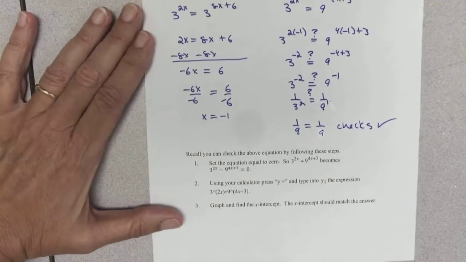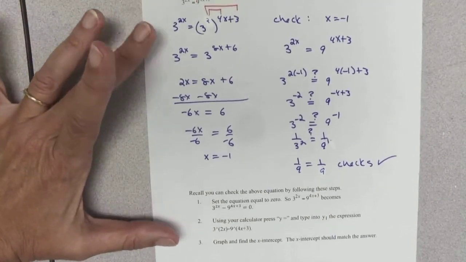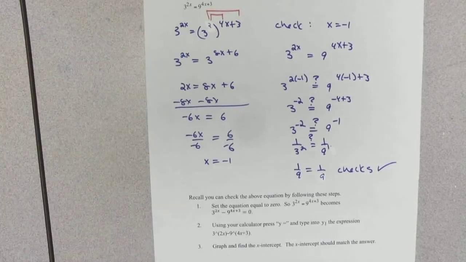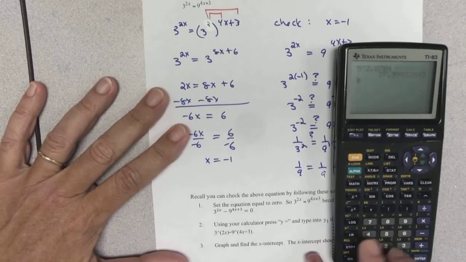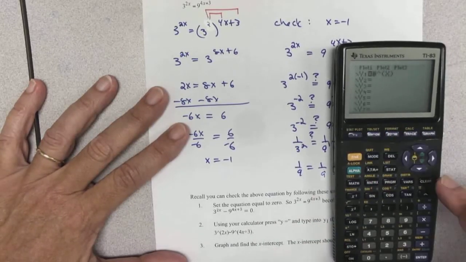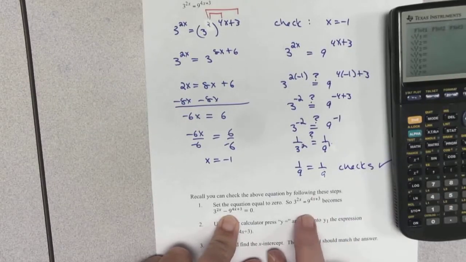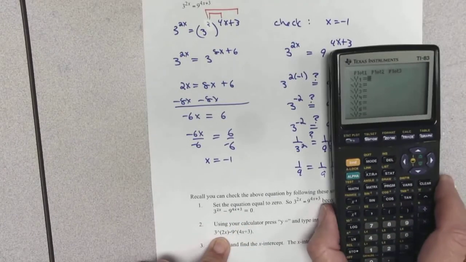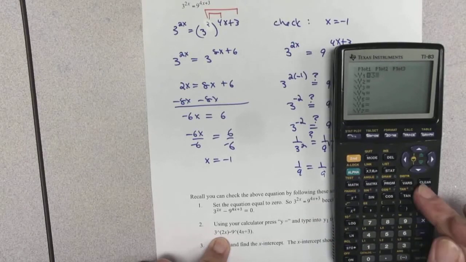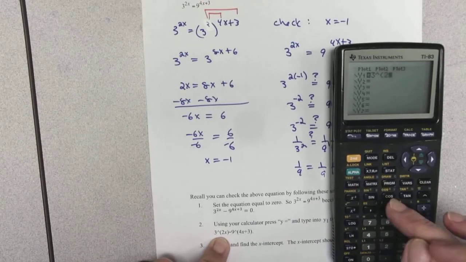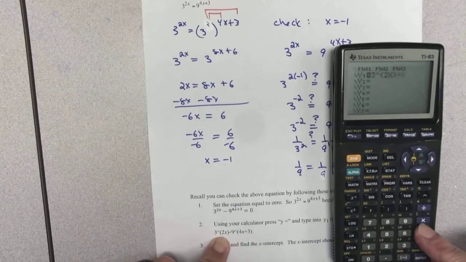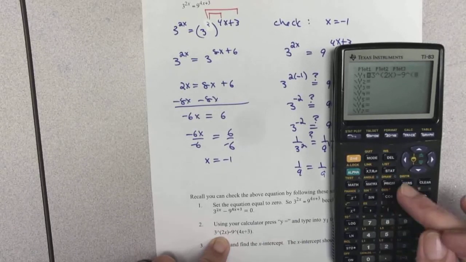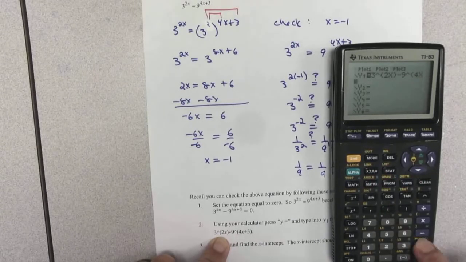Or you can remember how we used to check things graphically. So the steps are up here, and let's follow those steps to check it graphically. You set the whole thing equal to 0, you press y equals, and you type that into your calculator: 3 raised to the 2x minus 9 raised to the 4x plus 3.